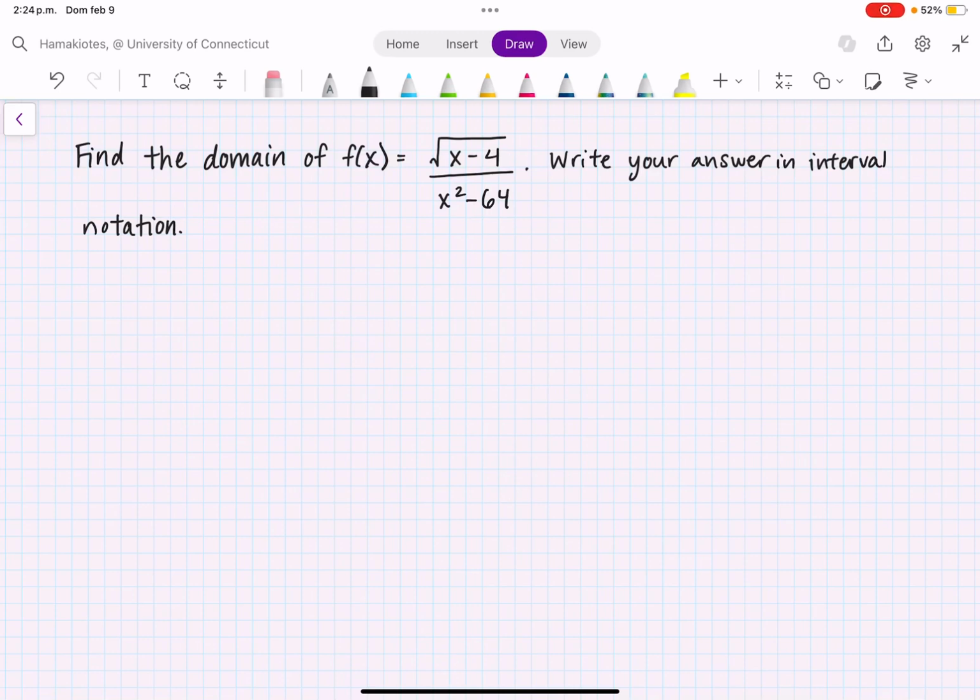In this video, we are going to find the domain of f of x equals the square root of x minus 4 all over x squared minus 64, and we're going to write our answer in interval notation. So first, let's look at our function f of x.